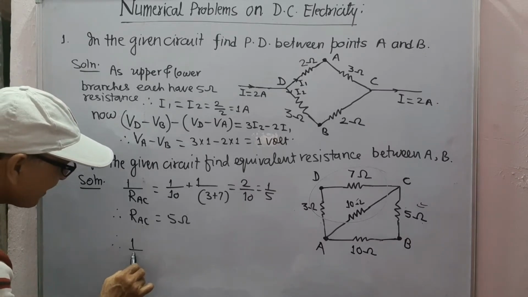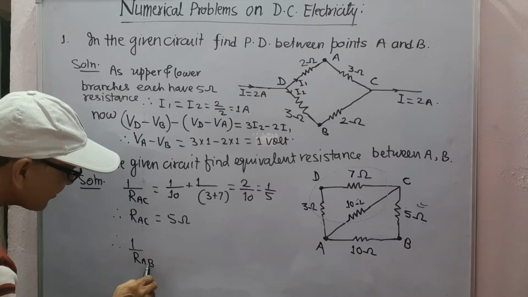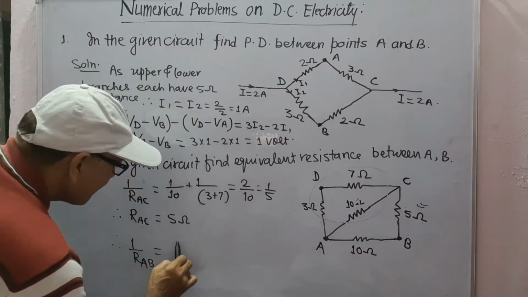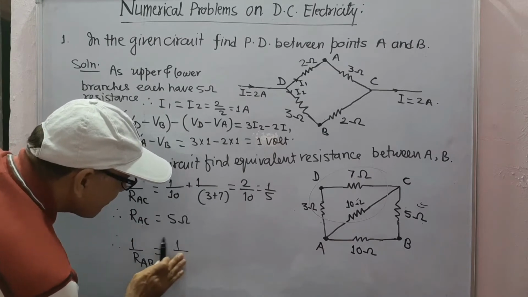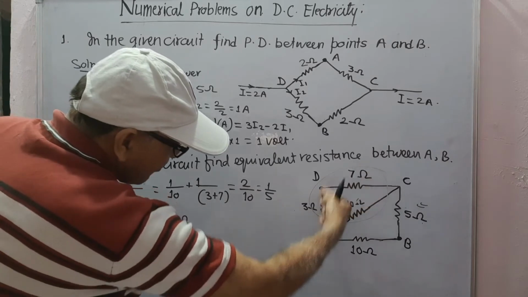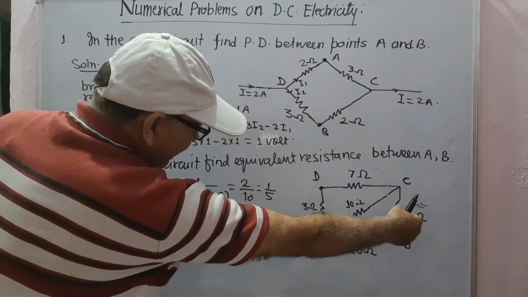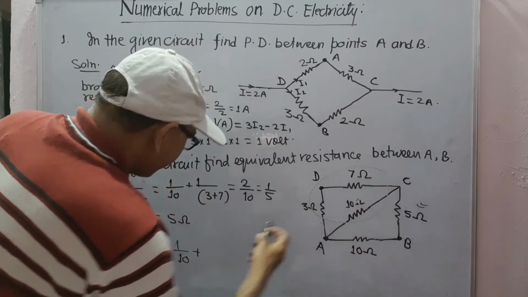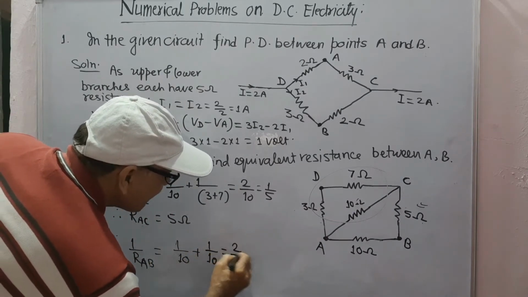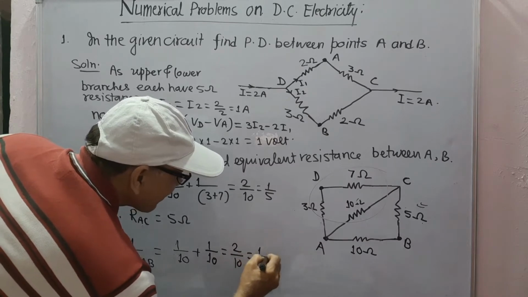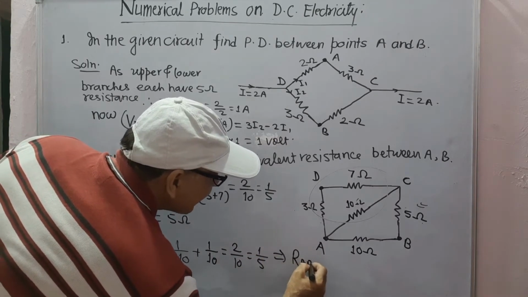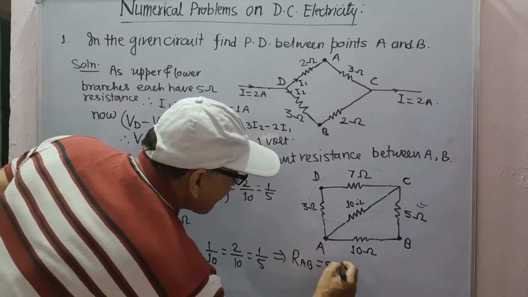1 upon RAB will be equal to 1 upon 10 plus 1 upon 10, since these two are in series, 5 plus 5 means 10. 1 upon 10 plus 1 upon 10 is 2 upon 10, which is 1 upon 5. This gives R between A and B as 5 ohm.